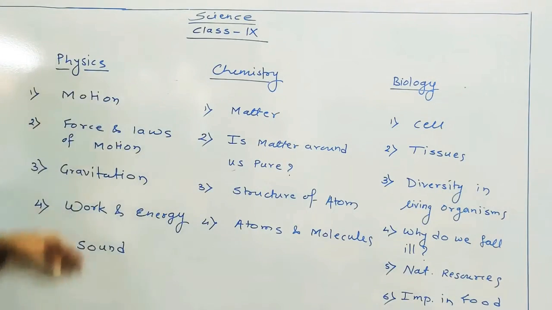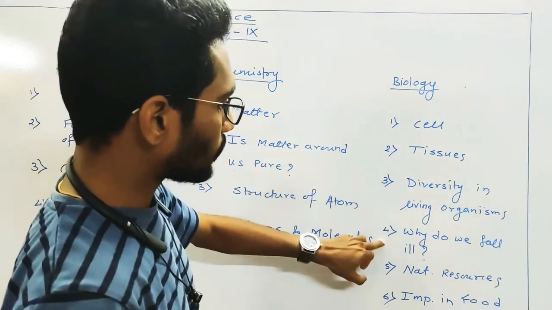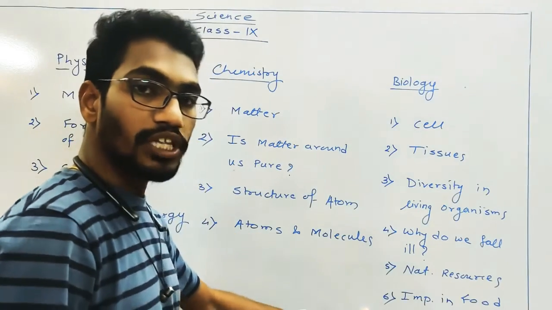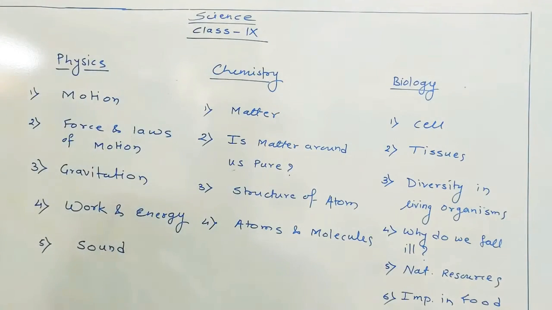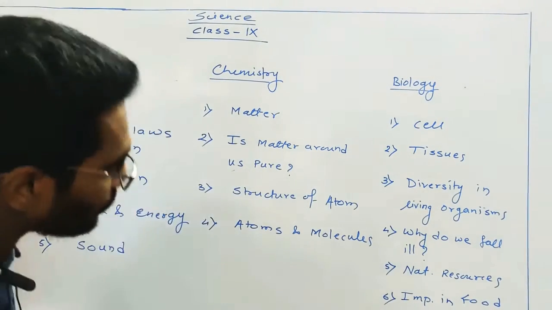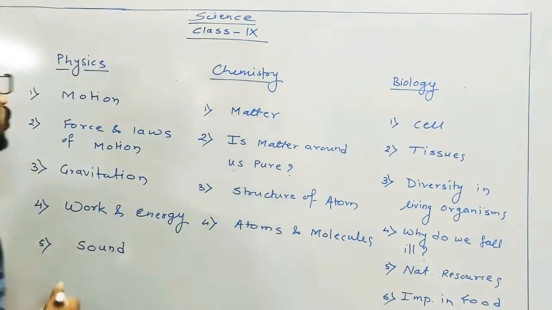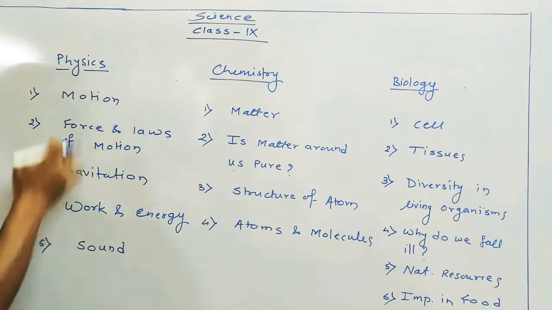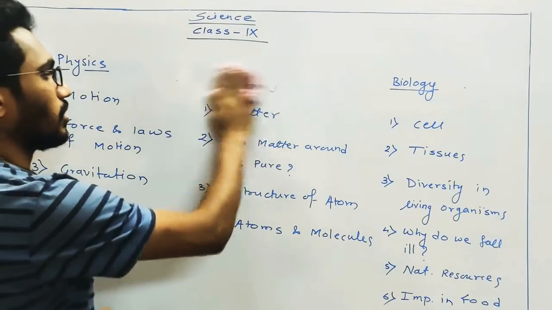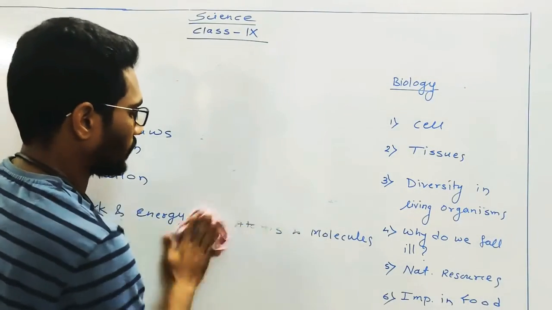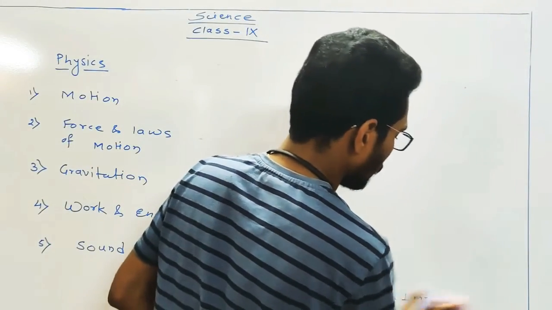Your physics has 5 chapters, chemistry has 4 chapters, and pure biology has 4 chapters, and these 2 chapters are from general science but come under biology again. Okay, so we are having a total of 15 chapters, 5 plus 4 is 9 plus 6 is 15 chapters. Out of these 15 chapters, we'll talk about chemistry and biology in further videos. Now talking about physics, we'll start with physics.